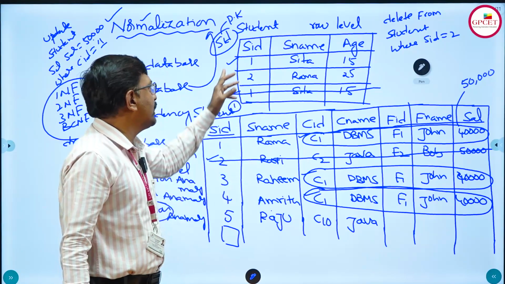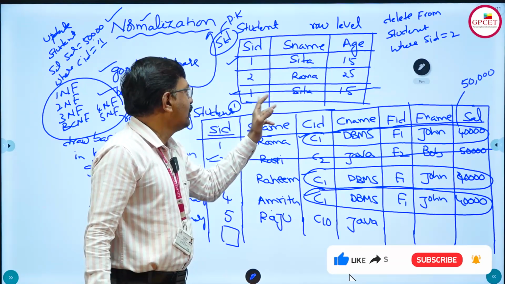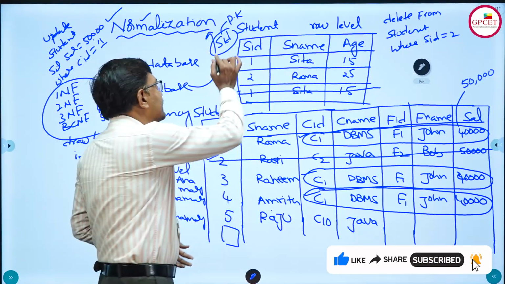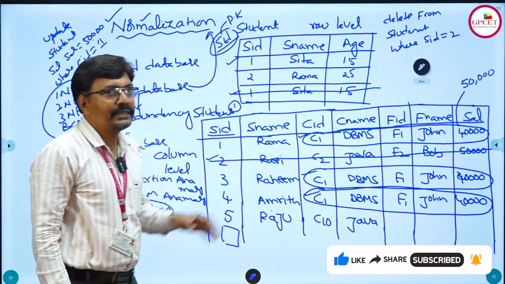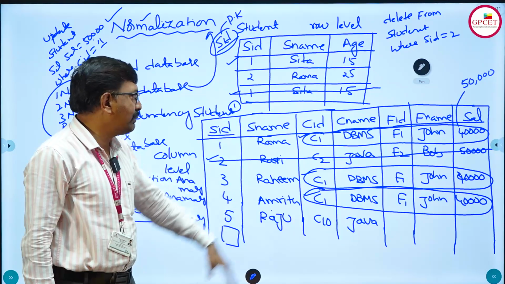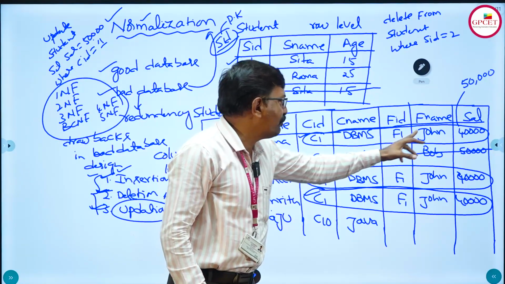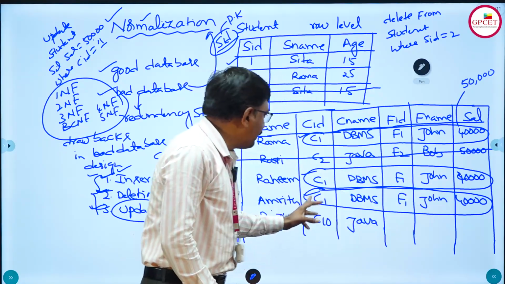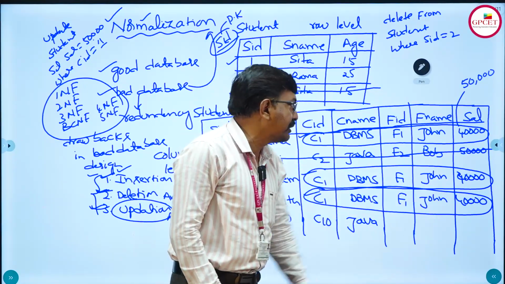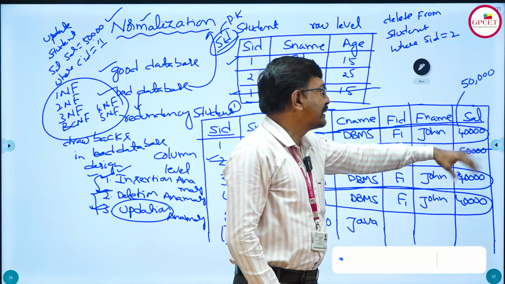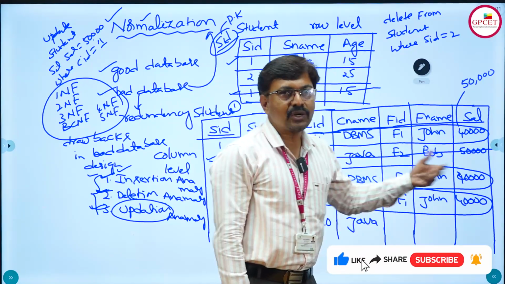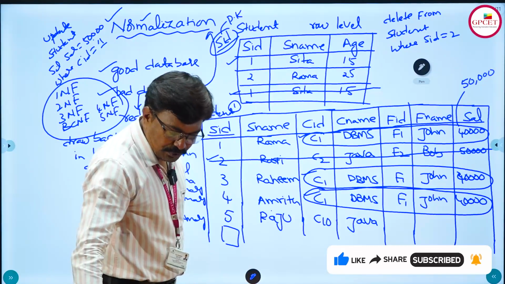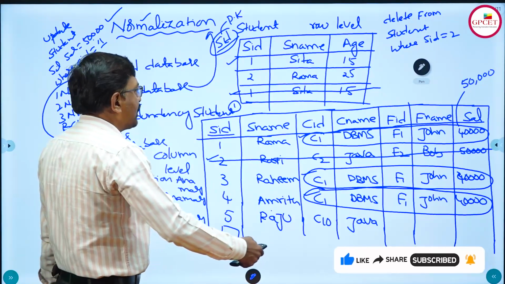Row level is, observe here, 1 theta 15, 1 theta 15. That's why we eliminate it by using a primary key. We said SID is a primary key. That is a good database. Whereas the second one is column level redundancy: C1 DBMS F1 John 40,000 repeated three times. If you want to update the salary, it must be updated 3 times. That is the drawback in bad database design. That's why you go for the normalization technique.